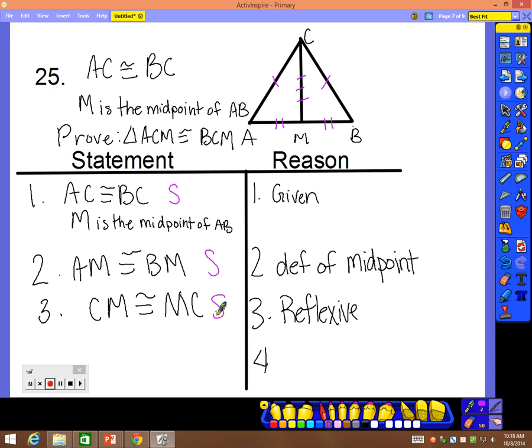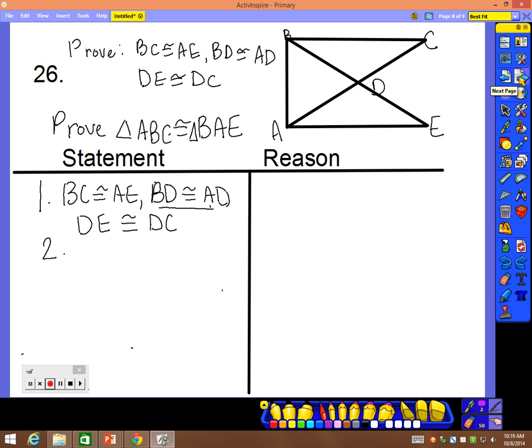So what should my fourth step be? Make sure you finish that one out. I'll be looking for that on your homework. And finally, 26. We're almost done. This one's a little more complicated. So let's go over the information that we have. This is actually a given right up here.